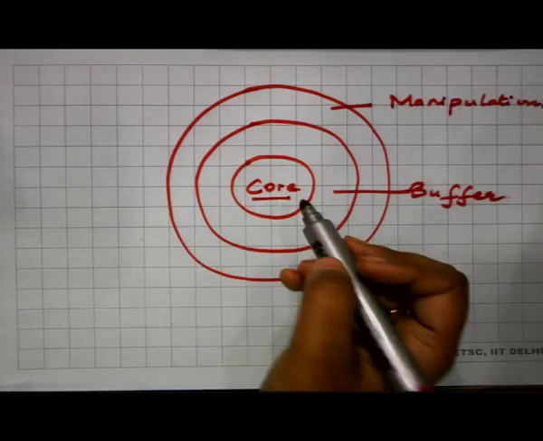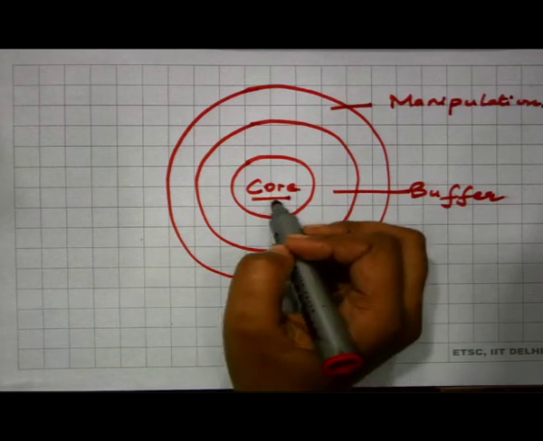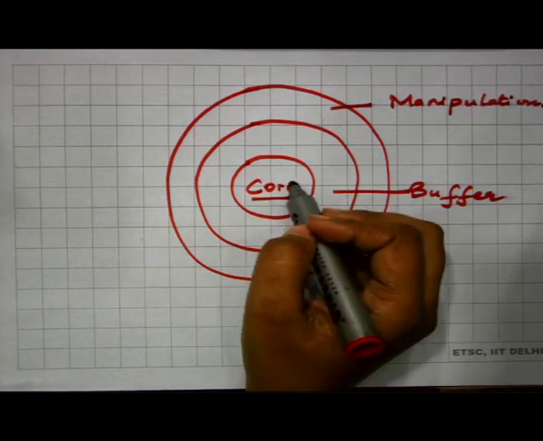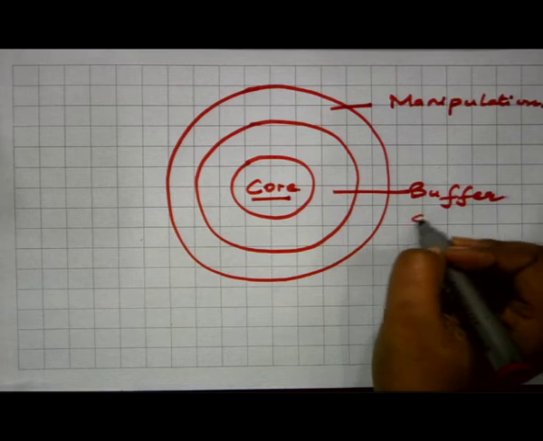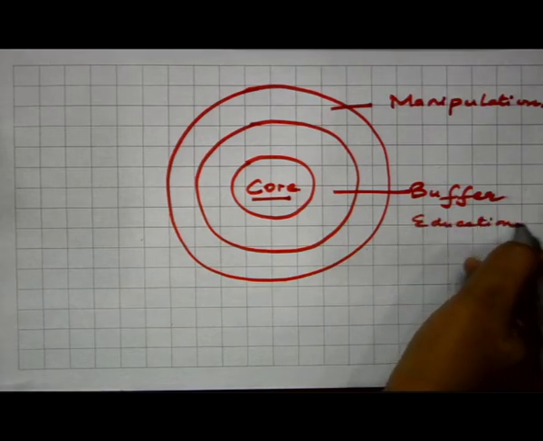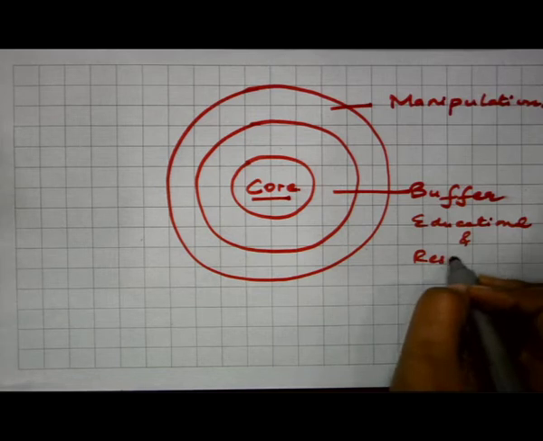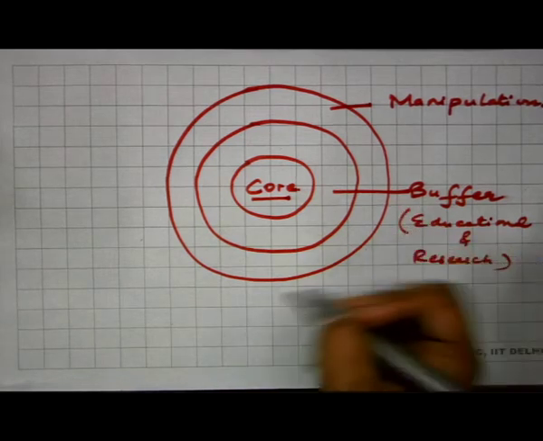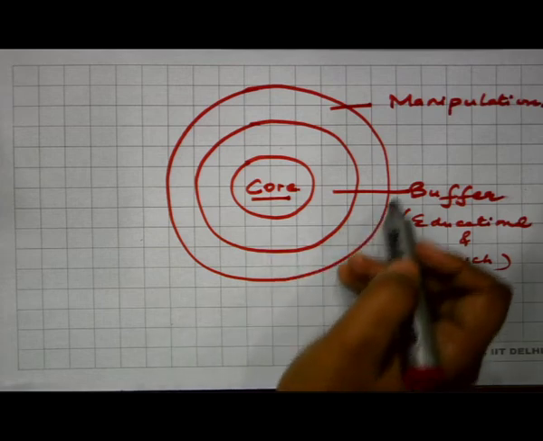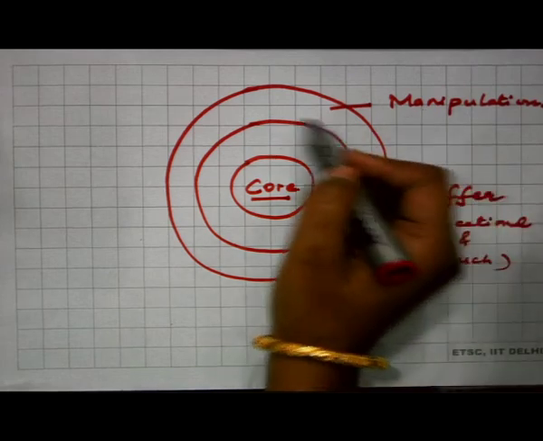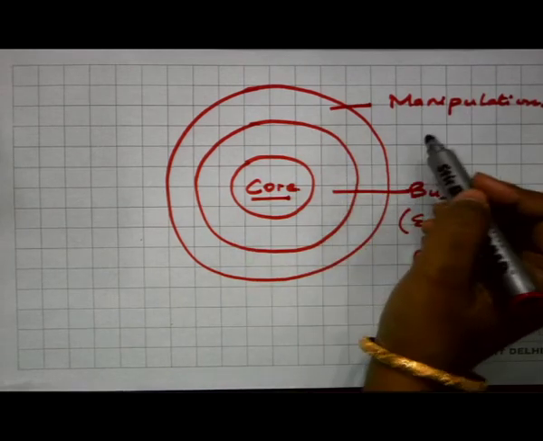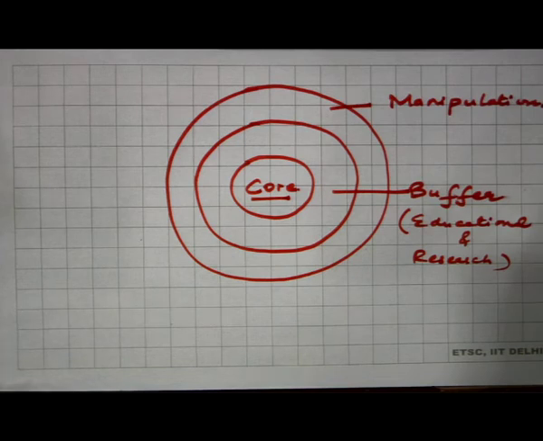The core area is strictly for the preservation and conservation of the animals and the plants and all the species of that particular area. The buffer zone is for educational and research purposes in order to find out more measures for their conservation. And this one is the manipulation zone where the tribal peoples and people who participate in the conservation of the biosphere reserve reside. So, this is how the biosphere reserve is like a relationship between conservation and development.